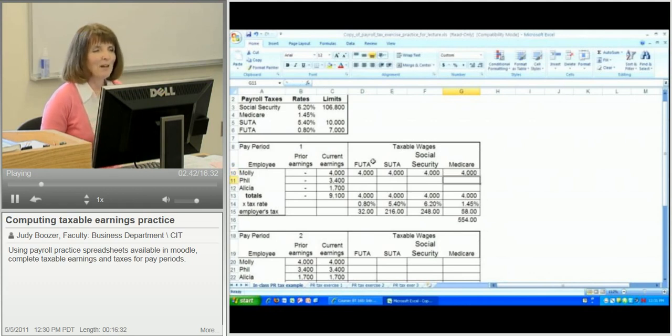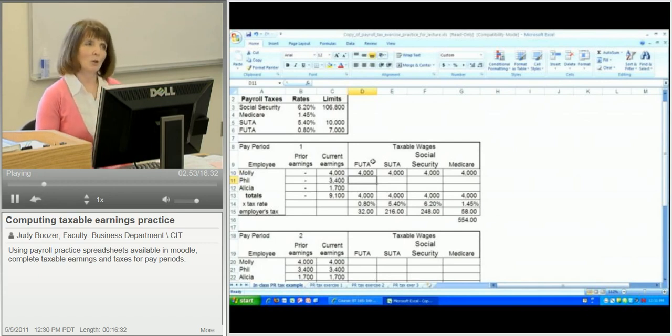Okay, how about for Phil? So basically that first box is going to say 4,000? Which first box? For the FUTA? No, not for FUTA, but for Medicare there's no limit. So that's always going to show the current earnings. The 4,000 is the current earnings for Medicare only, but not for FUTA. FUTA could change depending on if they've met the limit or not. This one happens to be the same, but you'll see it change as we go from pay period to pay period.